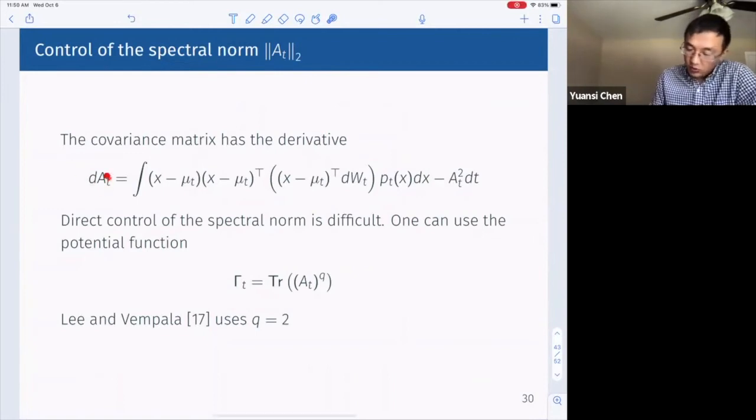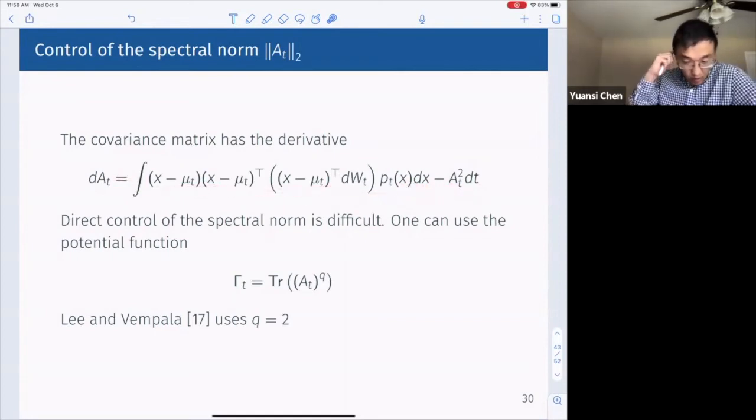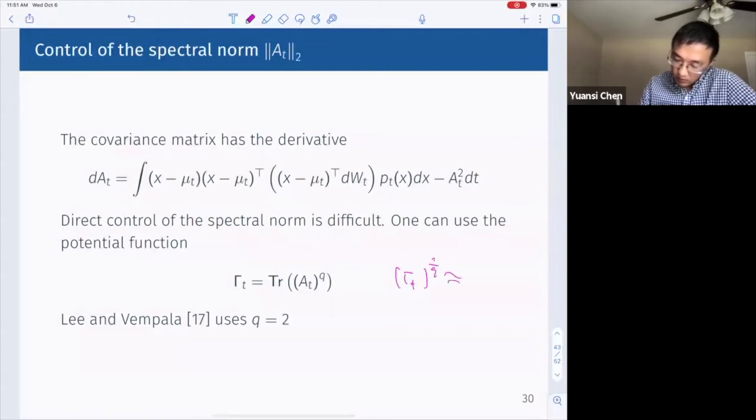And the covariance matrix, we can take the derivative of it. Its derivative looks okay. You have some martingale part and you have some drift part. It's even a negative drift part. But this martingale part will cause some trouble when we try to bound the spectral norm of this matrix. Direct control of this spectral norm is difficult, and usually people use some kind of potential function. You take this A_t to the power q and then take the trace, and then use this gamma_t^(1/q) as a proxy for the spectral norm of A_t.